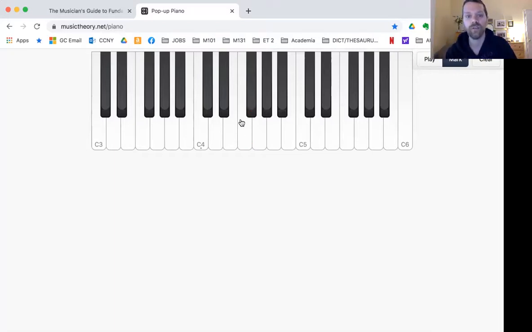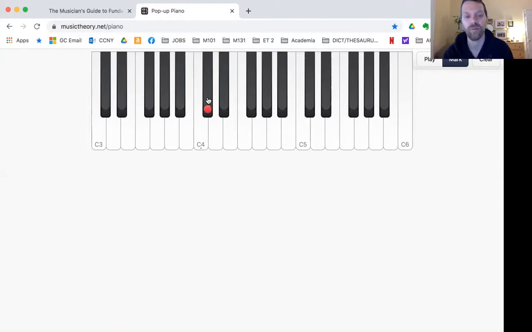So again, if we have F and we want to go up a half step, we want to ascend one half step, which key will that be? It'll be this key. See the closest distance. Let's keep with that F, and we want to go down one half step. What is the smallest distance? What is the closest note or the closest key on the keyboard below this F? It's this E. Okay, that's a half step.